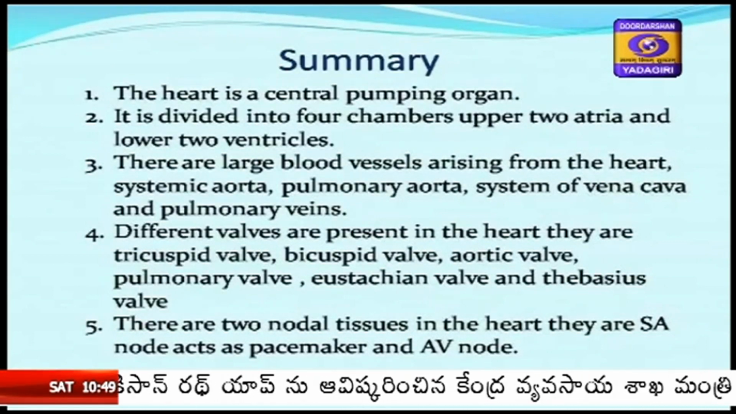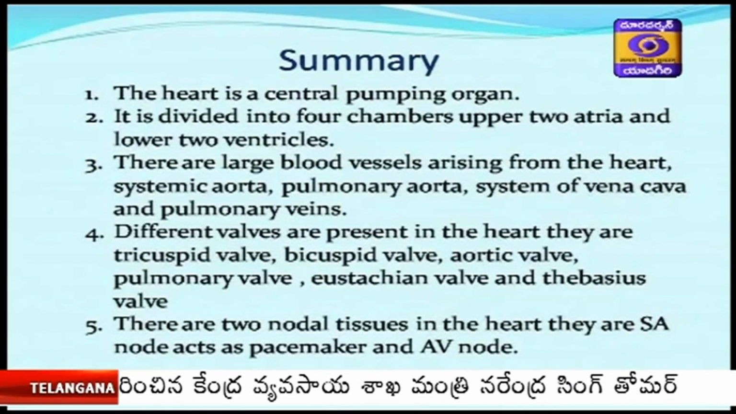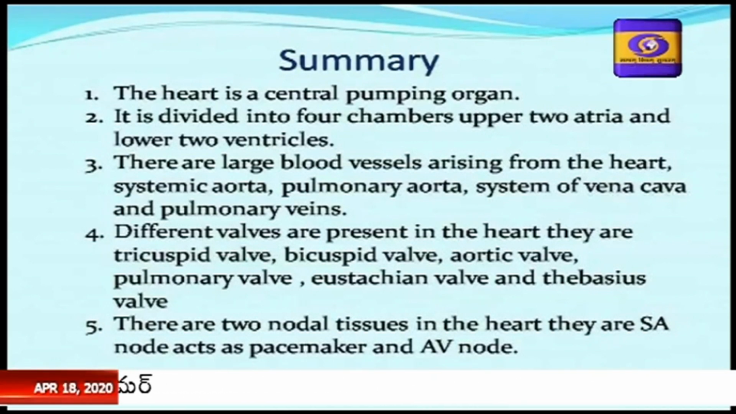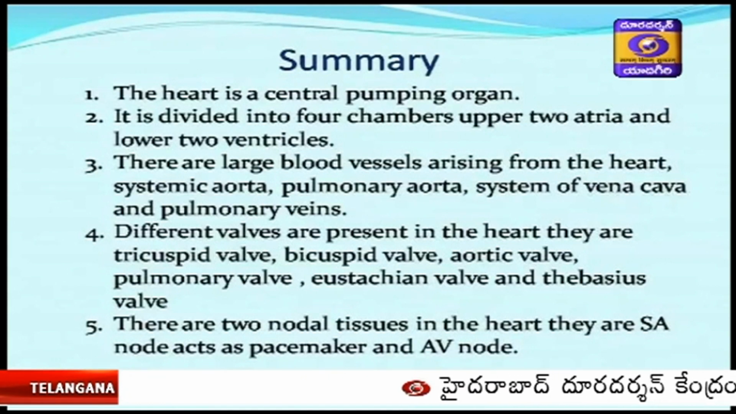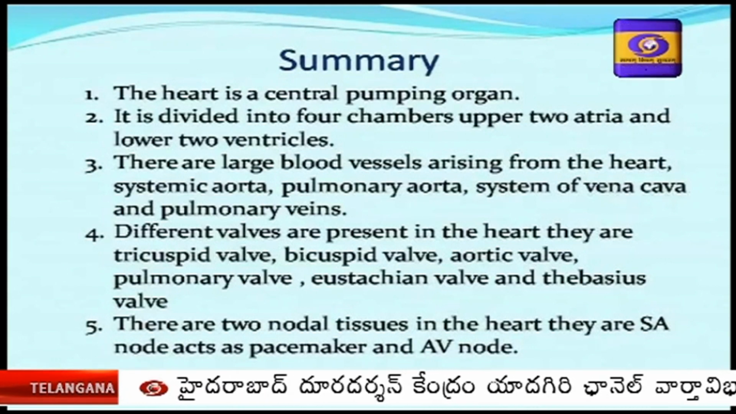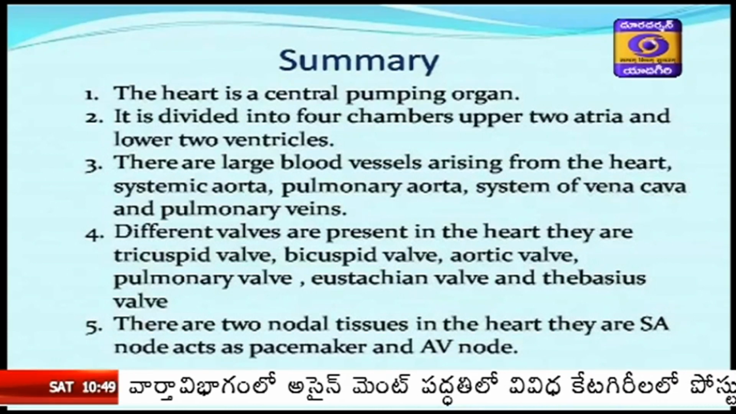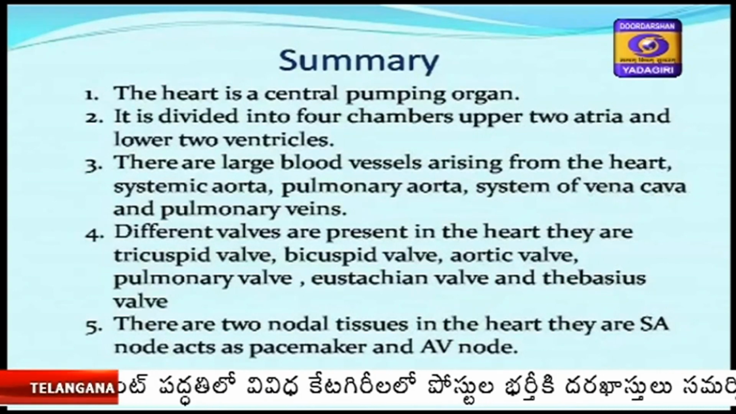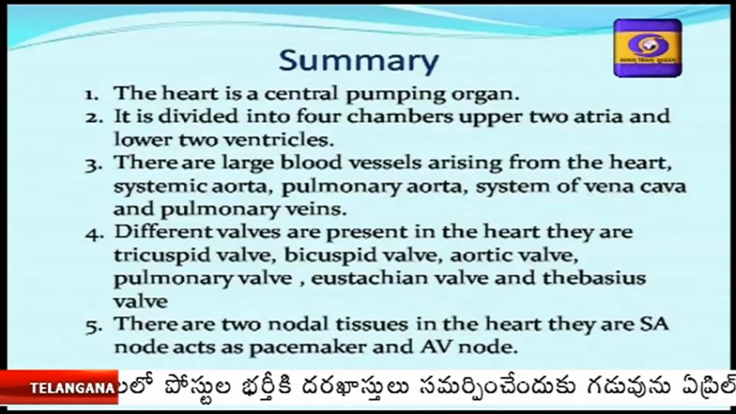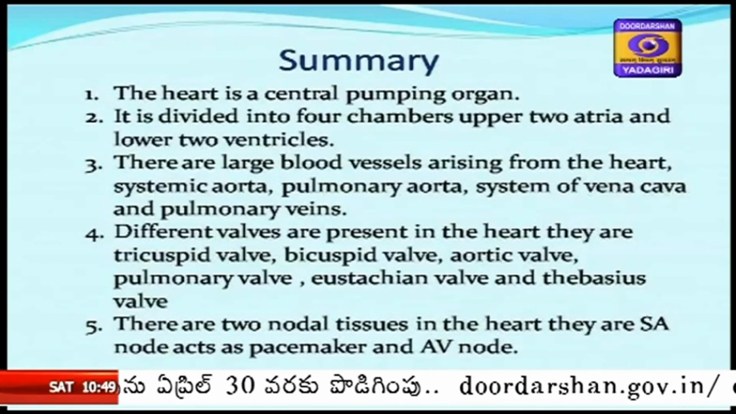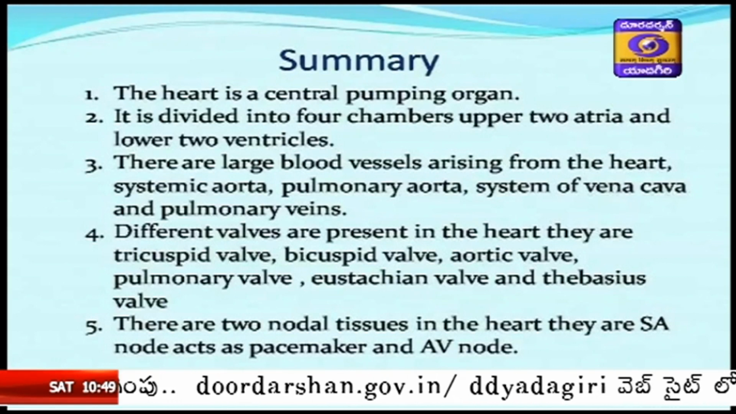Summary of the heart. The heart is a central pumping organ. It is divided into 4 chambers, the upper 2 chambers called atria and the lower 2 chambers called ventricles. There are large blood vessels arising from the heart: systemic aorta, pulmonary aorta, and systemic vena cava. Different valves are present in the heart. They are the tricuspid valve, bicuspid valve, aortic valve, pulmonary valve, eustachian valve and thebesian valve. There are two nodal tissues in the heart. They are the SA node, which acts as the pacemaker, and the AV node as the pacesetter.